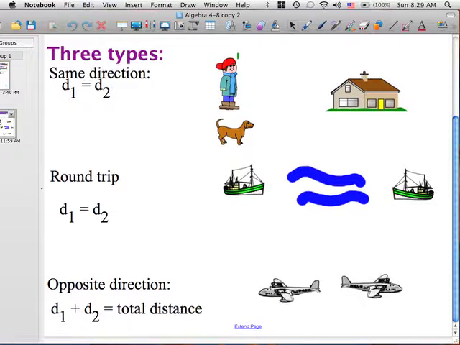Opposite directions, an example of that would be two planes leaving an airport, one going east and one going west. So the total distance that they travel, you have to add those together. So the distance the first plane travels plus the distance the second plane travels in opposite directions equals the total distance.